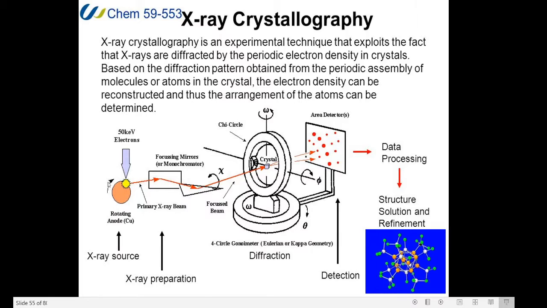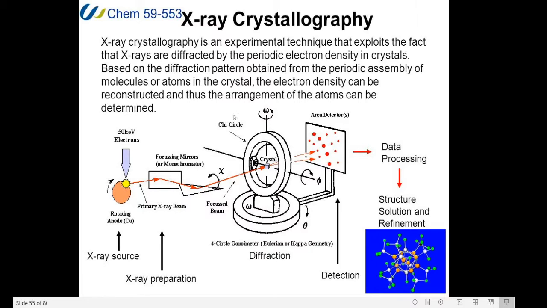The copper is the anode, a rotating anode. The primary beam is passed to the focusing mirror that focuses on the crystal. Here we placed the crystal. This is our sample. The copper source produces the signal. The X-ray, based on the electron absorbance, sends signals to the mirror. Those signals are absorbed by the crystal structure.